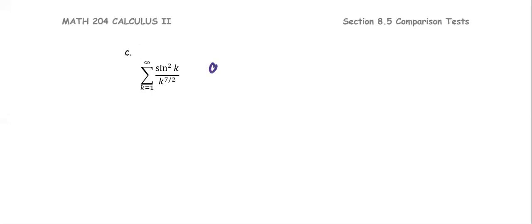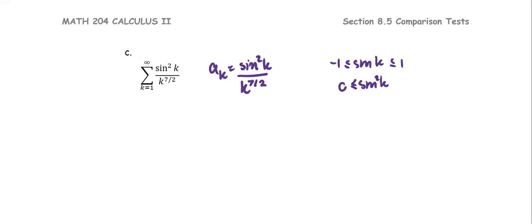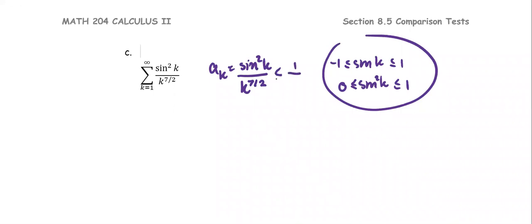In this problem, a_k is psi squared k divided by k to the power 7 over 2. Note that the sine of k is bounded by the values negative 1 and positive 1. When you square the psi value, psi squared is bounded by 0 and positive 1 because the negative psi raised to the second power becomes a positive number. That means this a_k term is less than or equal to 1 over k to the power 7 over 2.